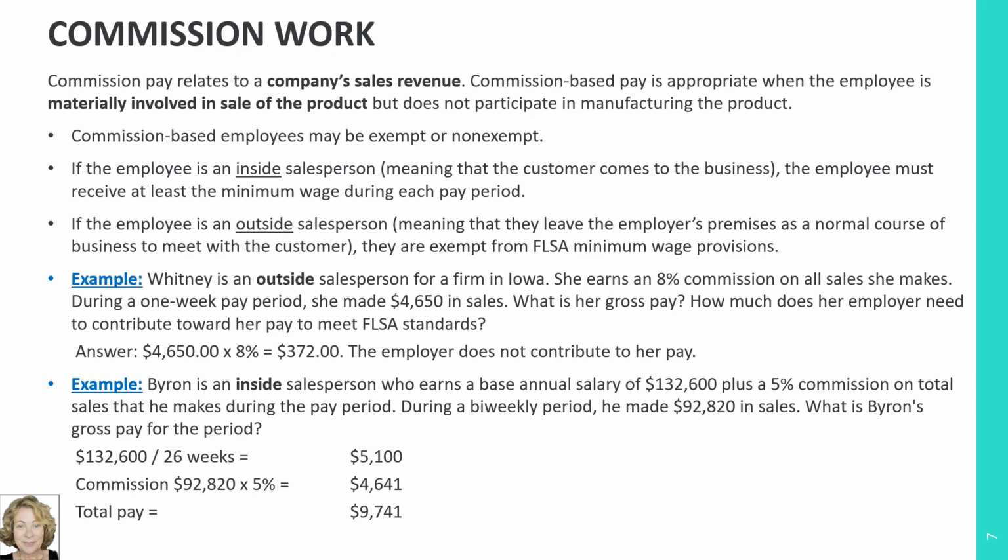Well, first of all, we need to calculate his biweekly pay based on his annual salary. I come up with $5,100, and then we'll calculate the commission of $92,820 in sales times 5%, which comes up to $4,641 for a total pay of $9,441.